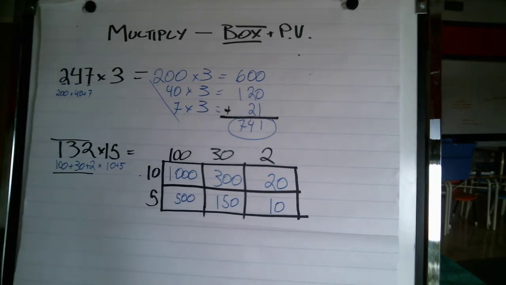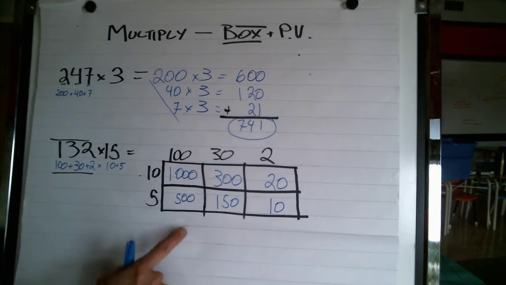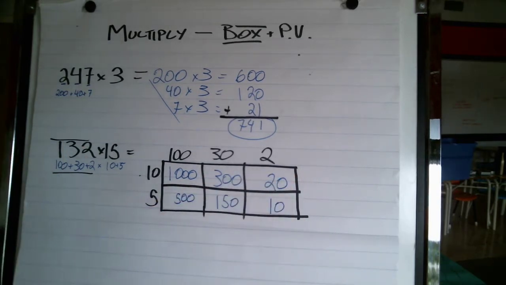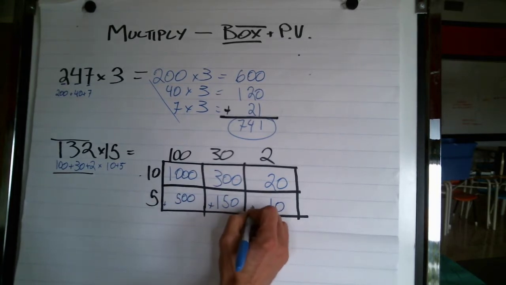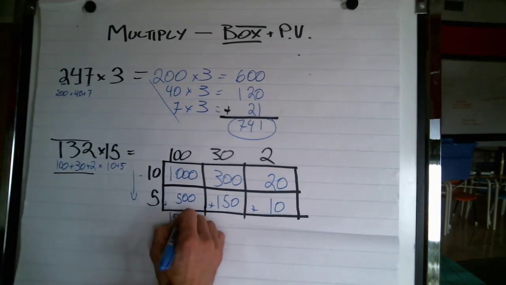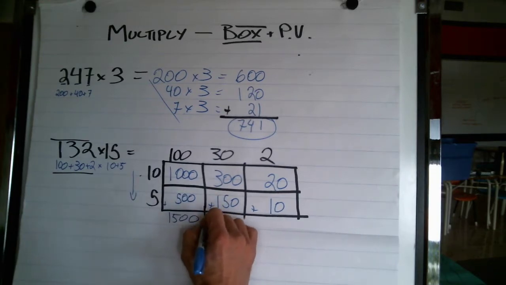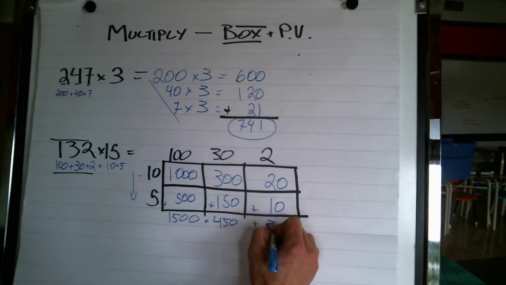So, our next step, we get to add these things up. There's lots of different ways to do it. Some people like to add this way and then down. Some people like to add down and then over. I have it lined up kind of pretty this way, so I just like to go straight down. So now what we're going to do is we're going to add this way. So this is 1,500. This one here, I go 0, 5, 4. Gives me 450. And over here I get 30.